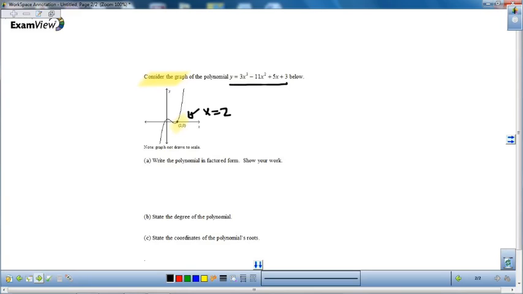Question A asks us to write the polynomial in factored form. So what they want us to do is factor it. We're going to go ahead and use synthetic division to factor it. So we're going to put a 2. Then we're going to write the coefficients. We need to make sure we have all of them: 3, 2, 1, 0. We do. So we're just going to write the coefficients 3, negative 11, 5, and 3.